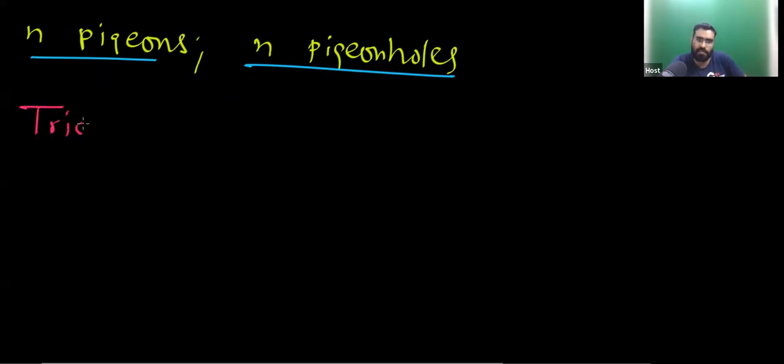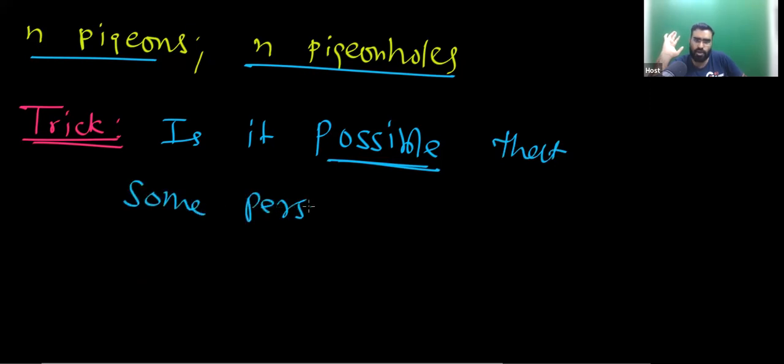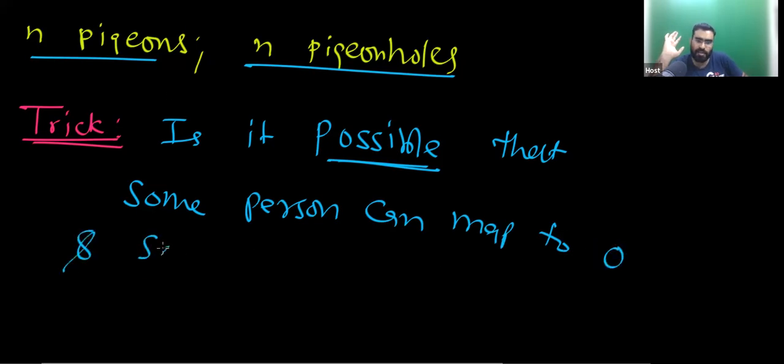What is the trick here? This is an interesting trick. Is it possible that some person can have 0 handshakes and some person can have N-1 handshakes? Very simple. Just ask this question. Is it possible that some person can map to 0 handshakes and some person can map to N-1 simultaneously?